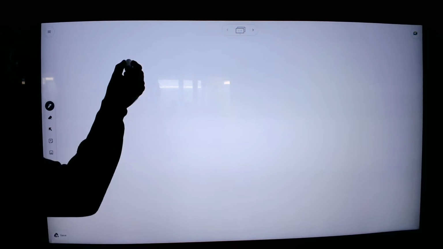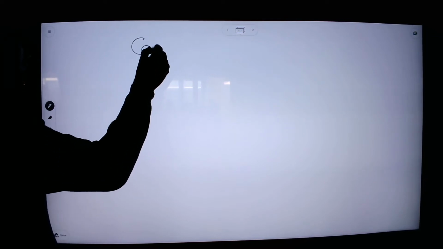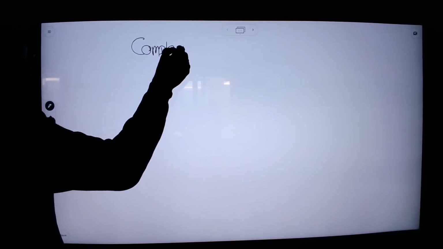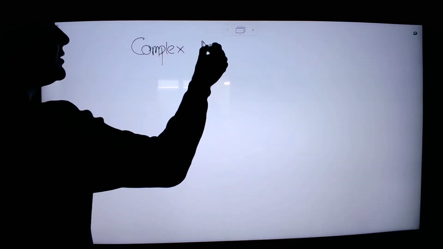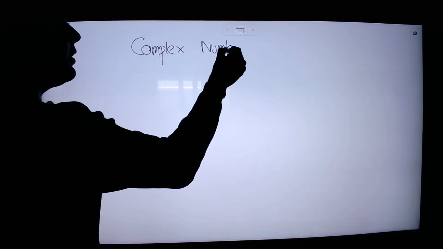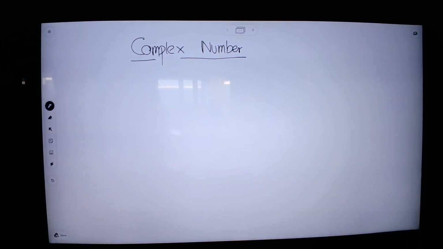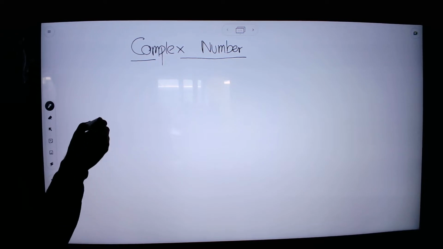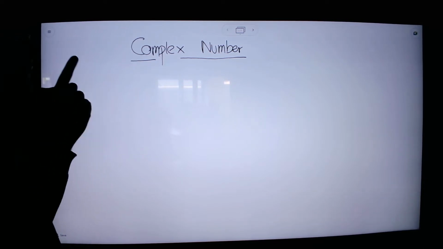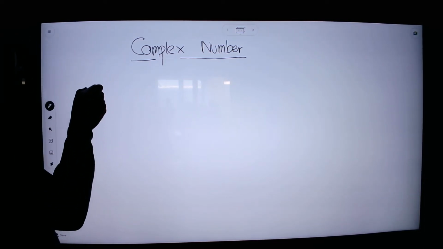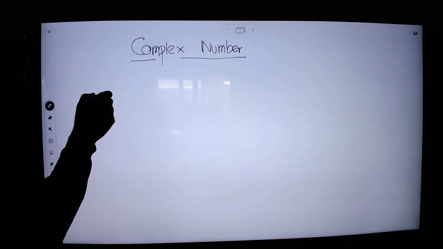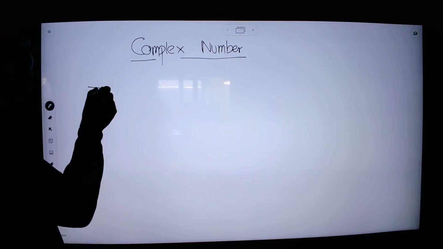Okay, so today we are going to have a look at complex numbers. We've got our normal numbers and then we've got other numbers known as complex numbers. Complex numbers are actually made up of two things. A complex number consists of two parts. We use the symbol Z to denote complex numbers.